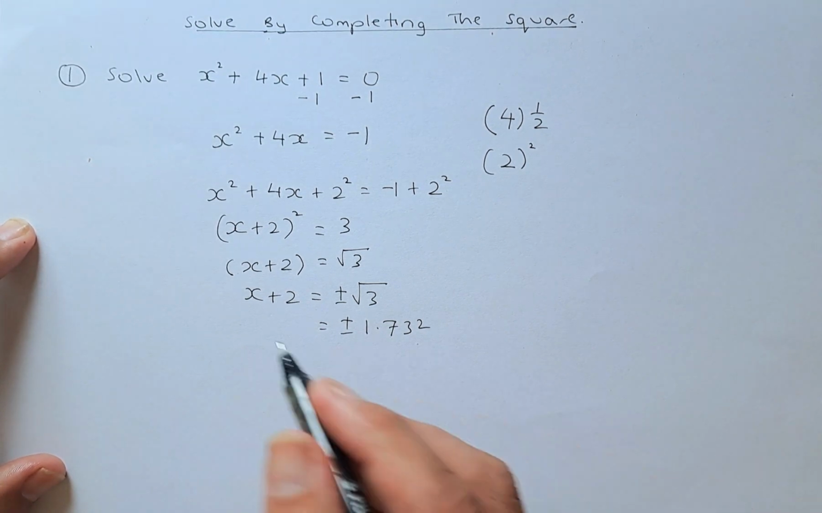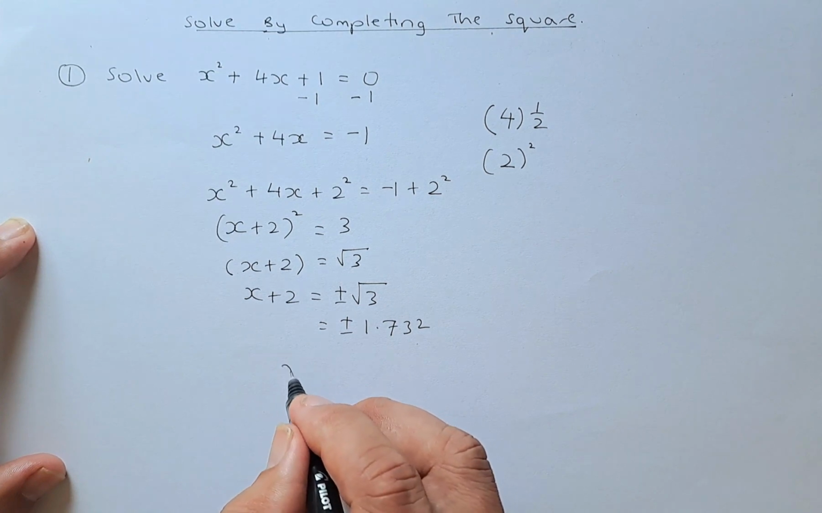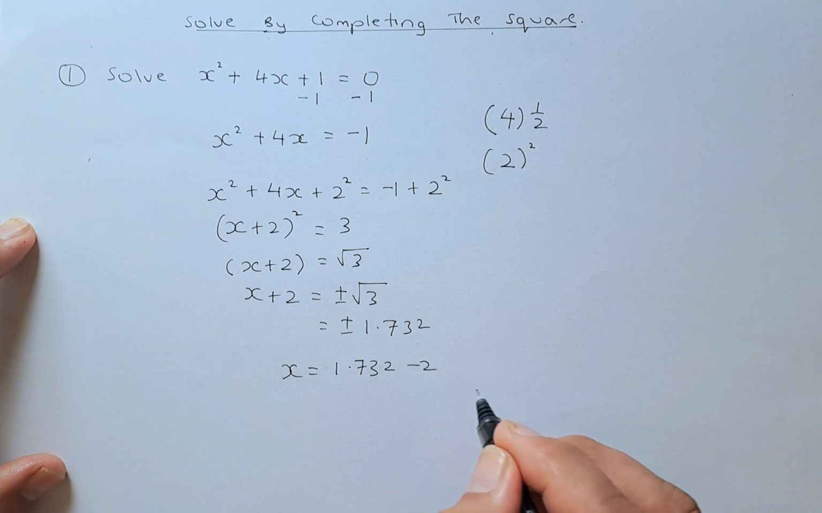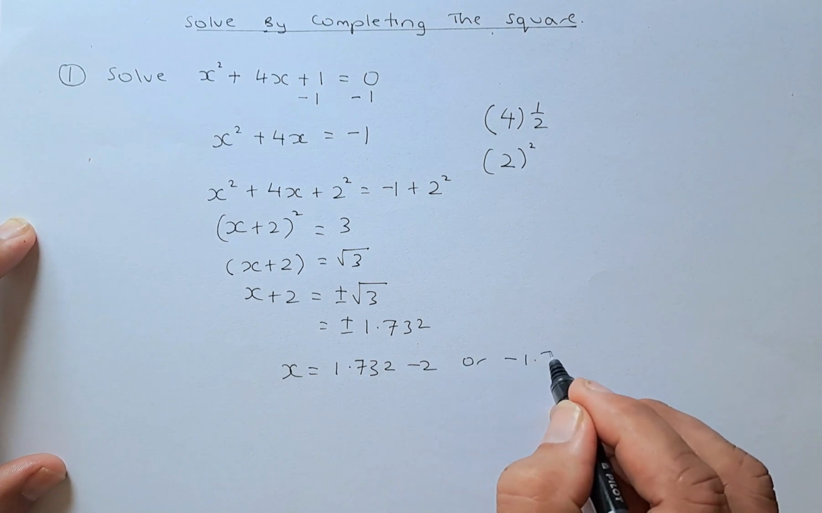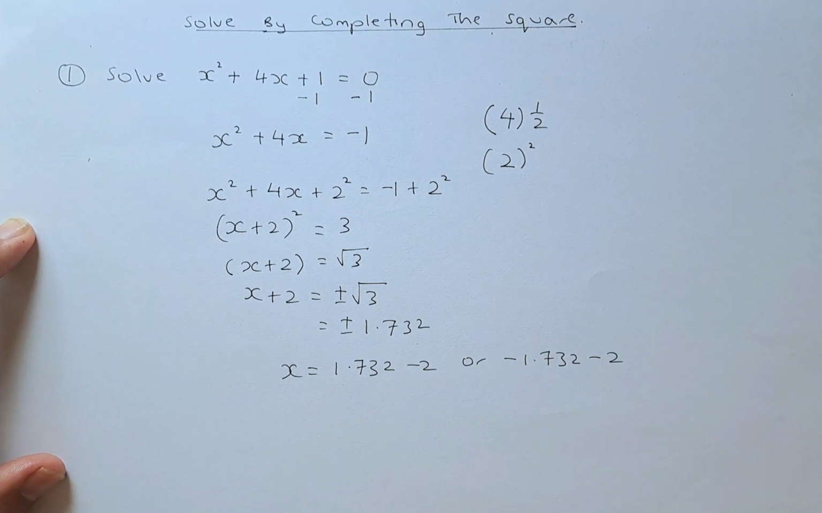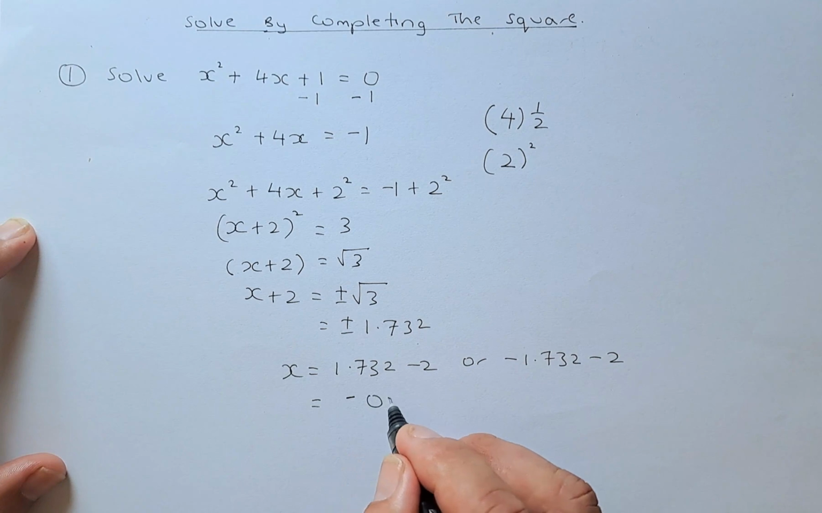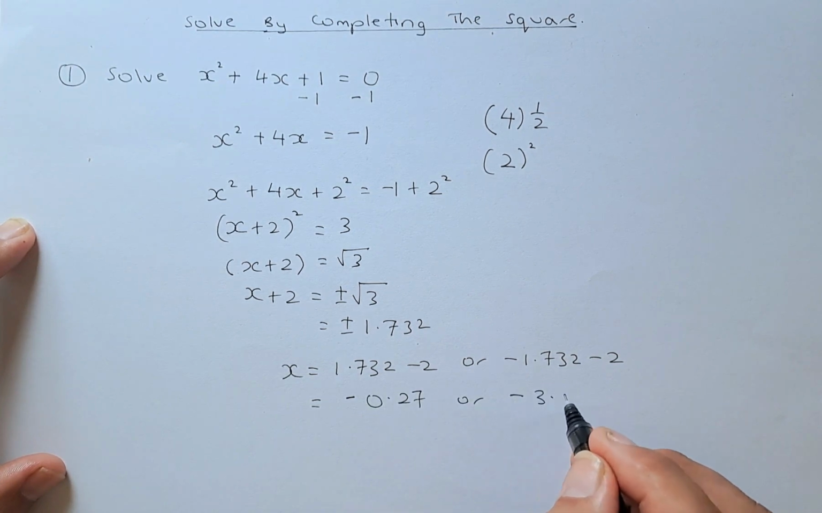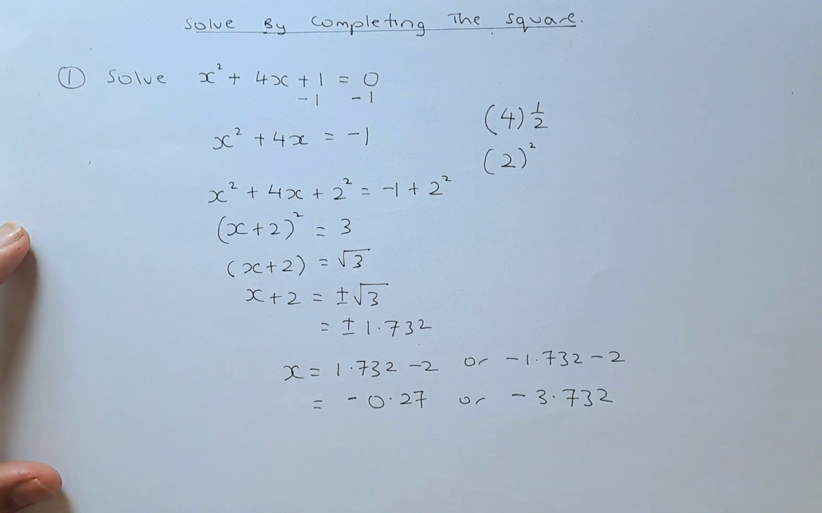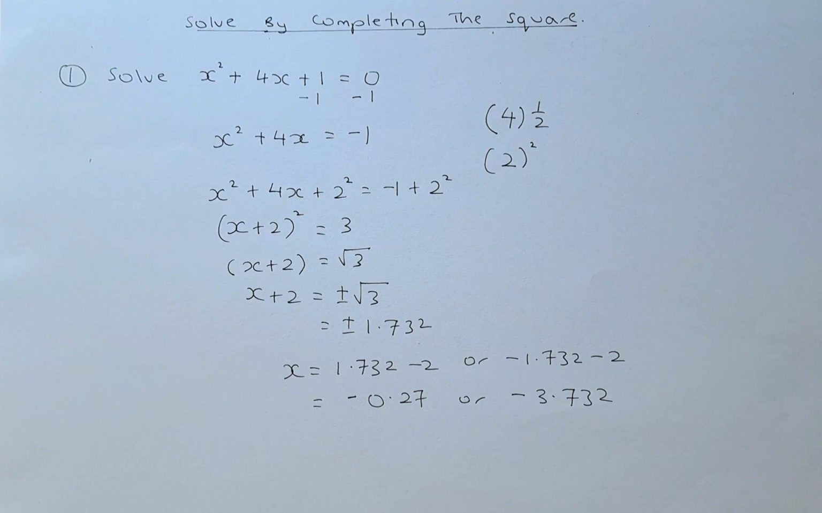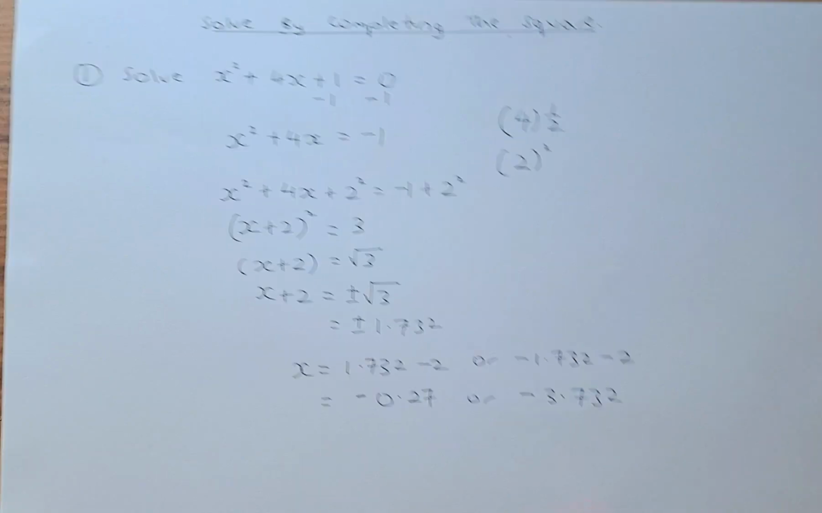And the last step is to solve for x. So x could be 1.732 minus 2 or negative 1.732 minus 2. Put it in your calculator and the answer is going to be negative 0.27 or the answer is minus 3.732. So that is a simple version of how to solve a quadratic by completing the square. Now the real one comes in.